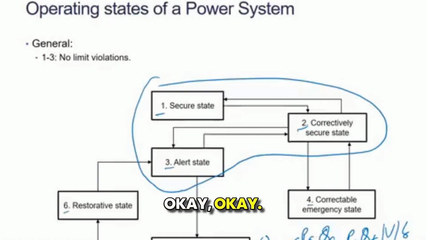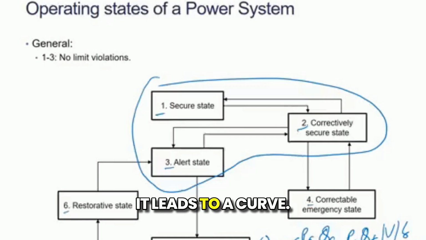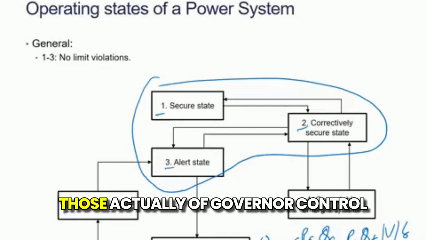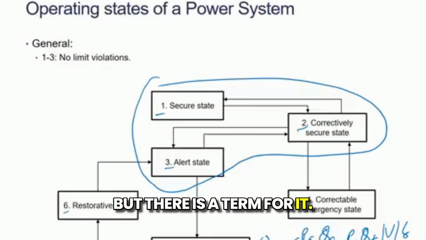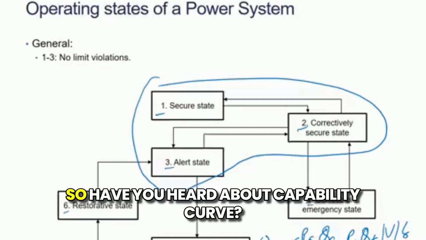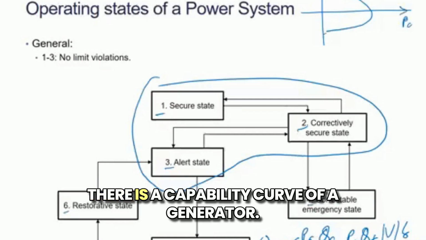Excitation system. Okay. But governor and excitation in combination lead to a curve. Do you know the name of it? You are right. The governor control and excitation control limit the PG and QG, but there is a term for it. Have you heard about the capability curve? Yeah. For every generator, there is a capability curve.